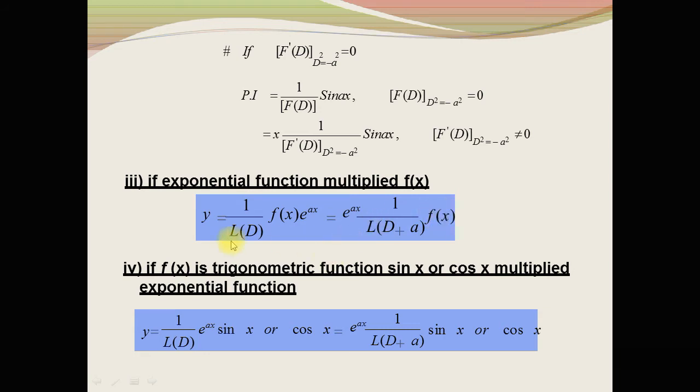Now case number 4, if the right hand side function is the multiple of a trigonometric function like sine ax or cos ax, like sine x or cos x, then the particular integral will be equal to 1 over L of d into e power ax sine x or cos x. So again using the exponential shift theorem, shift this exponential function out of the integral operator and replace d by d plus a in sine ax or cos ax.